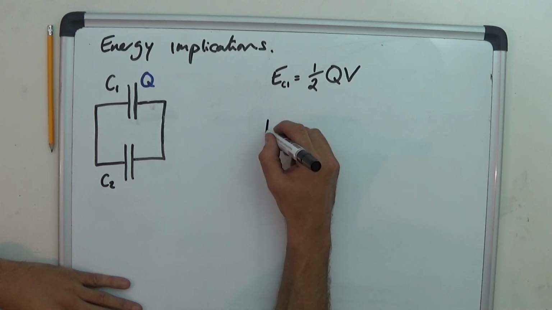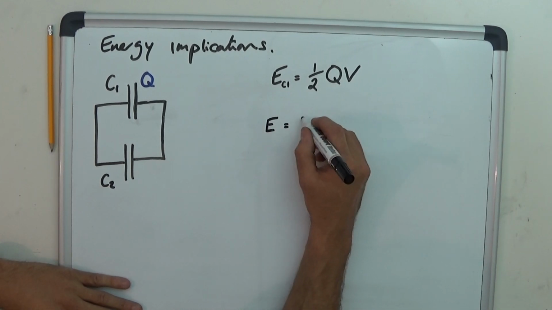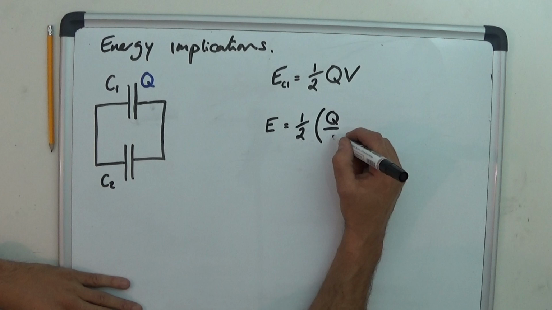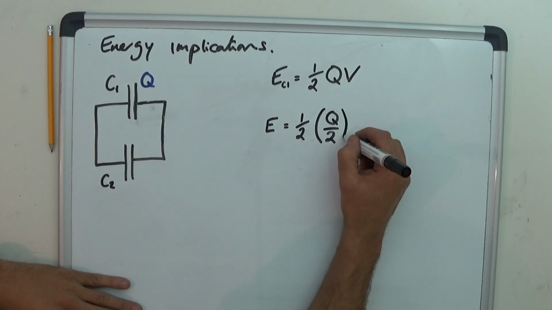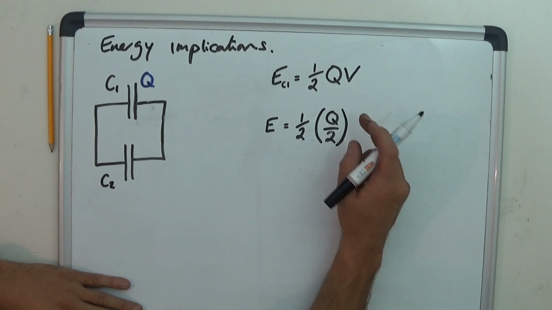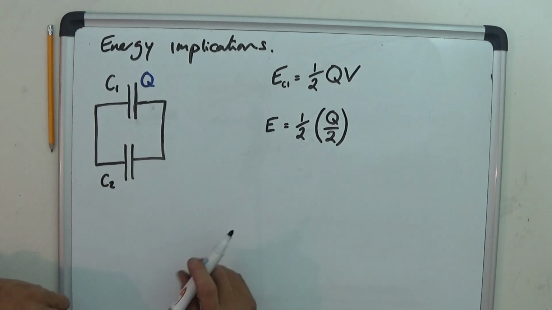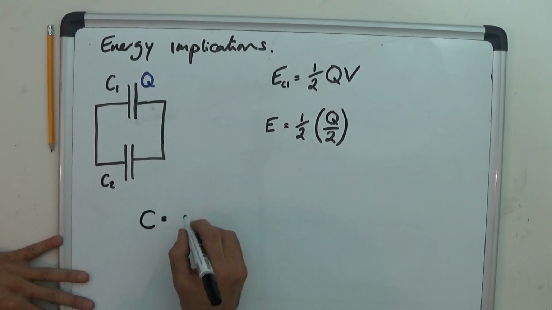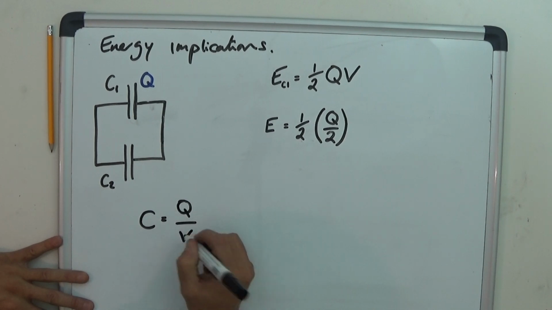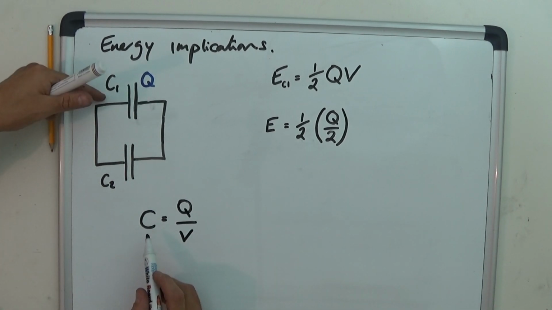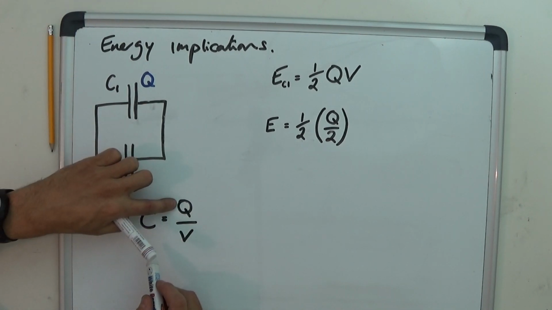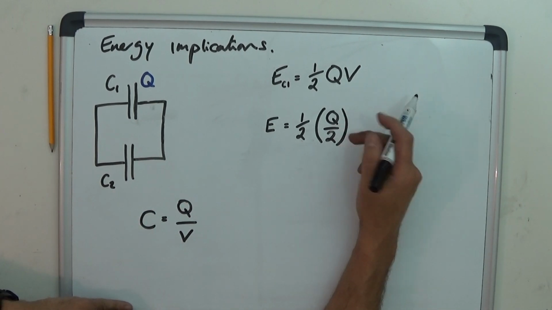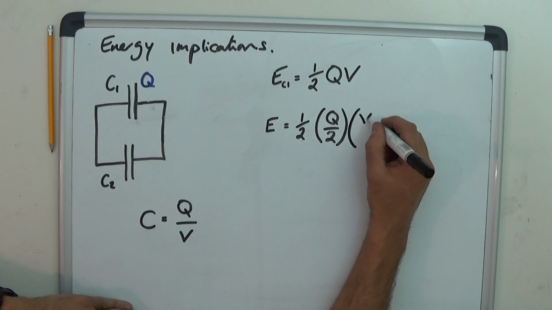In the second case, we can say it's going to be a half times Q upon 2 times the new voltage. But what will be the new voltage? Well, let's think this through. Because we know the capacitance is given by Q over V, and this isn't changing. This capacitor is not going to change at all. If we've got half the charge, we're going to end up with half the potential difference.